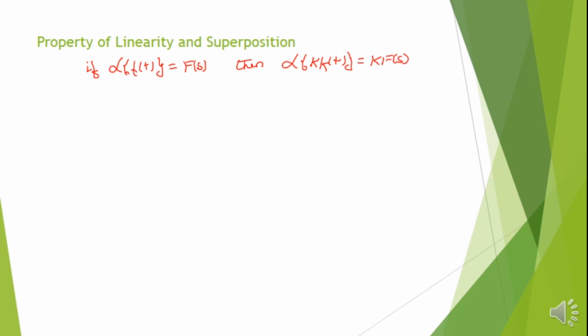So it's very simple, because Laplace transform of k f of t means integral 0 to infinity k f of t e to the power minus st dt. As k is a constant, k can be taken outside. So k into integral 0 to infinity f of t e to the power minus st dt. That is equal to k into F of s. This is a very simple property.